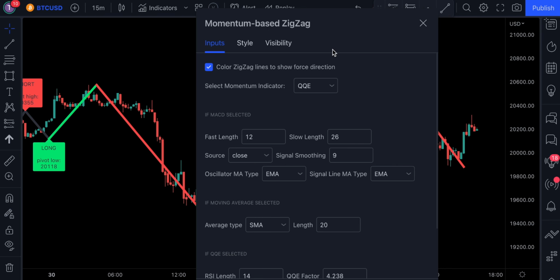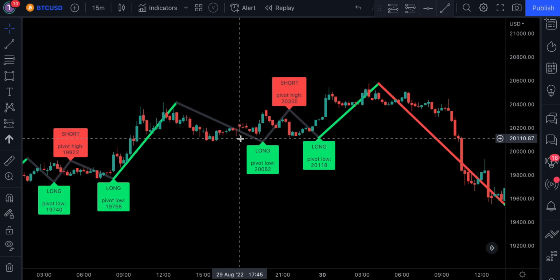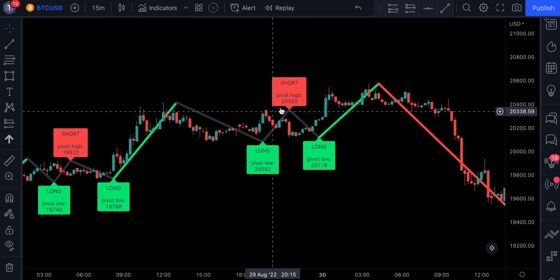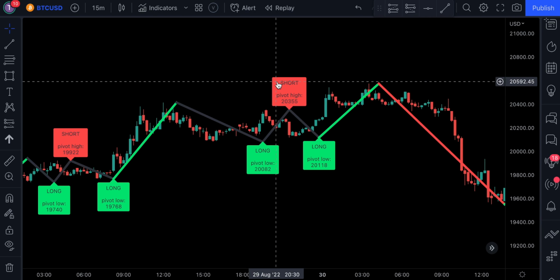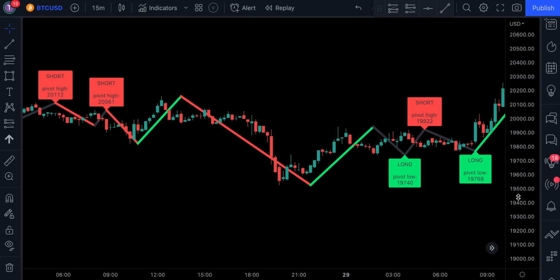This tool also provides plenty of customization options. You can change, for example, a momentum indicator from QQE to MACD or a moving average. I personally like to keep the settings on default. The indicator is really easy to read so that even a beginner can use it. Every time a green label that says long appears on a chart, this is a signal to buy. And if a red label appears that says short, this is a signal to sell. If we take a look at some of these signals, we can see that they're really accurate.